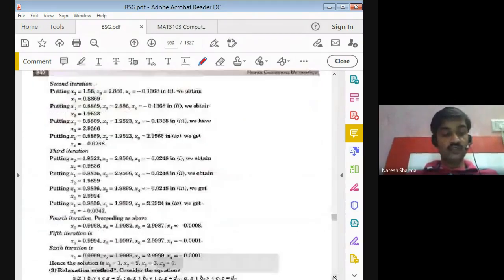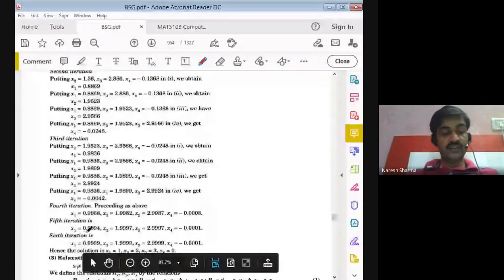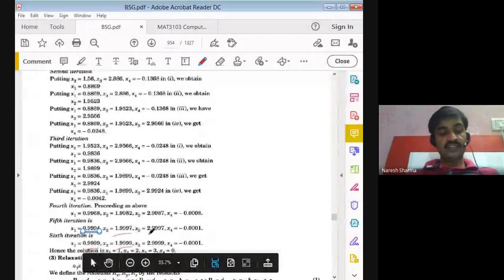we get approximately the same result in two iterations, like here it is 0.999, here also 0.999, here 1.999, 1.999, 2.999, 2.99. So these are the same. This is nearly 1, this is nearly 2, this is nearly 3, and this is nearly 0. So this is the required result.